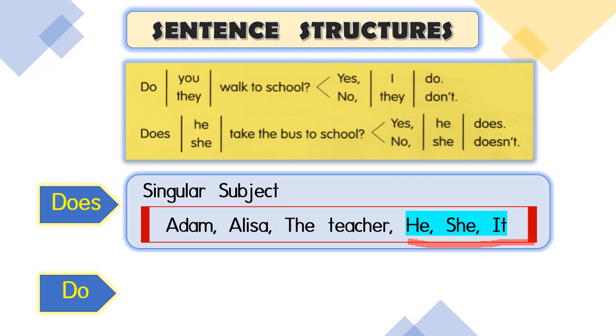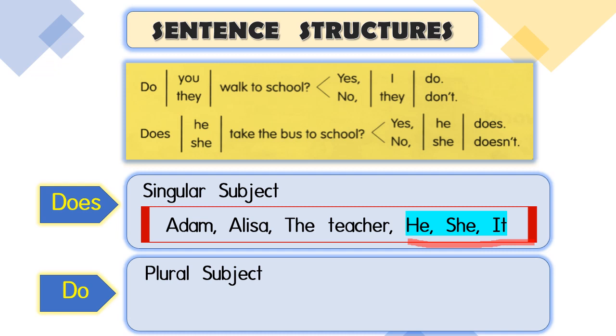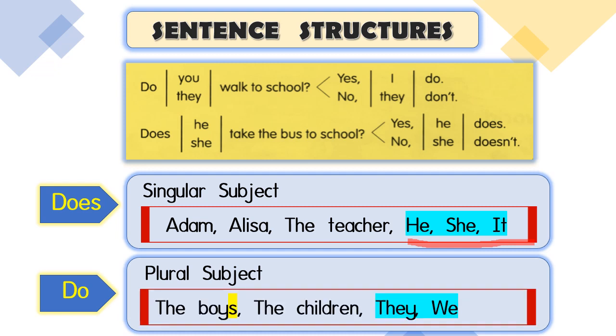What about do? We use do normally for a plural subject. For example, the boys, the children, they, we. So these are the subject pronouns. Look here. S here means it's plural, more than one. How to change the boys to singular? We just remove S and it will become the boy, singular. But when we have S here, it's plural.